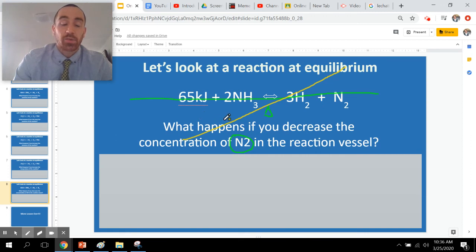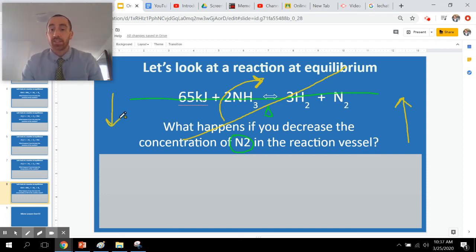So what's going to have to happen here is this reaction is going to have to shift to the right. If this reaction shifts to the right, you are going to make more H2 and more N2, which means those concentrations will increase, and you're going to be using up NH3, and NH3's concentration will go down. So what happens if you decrease the concentration of N2? The reaction will shift to the right. You will make more H2 and more N2, and you will have to use up NH3. So these concentrations will increase, and this concentration will decrease.